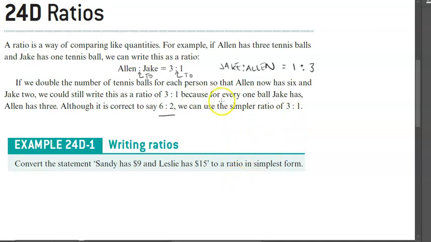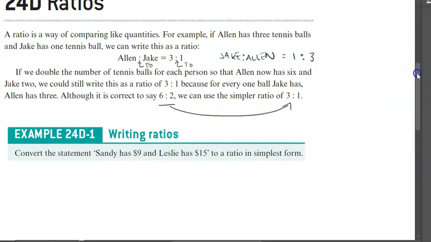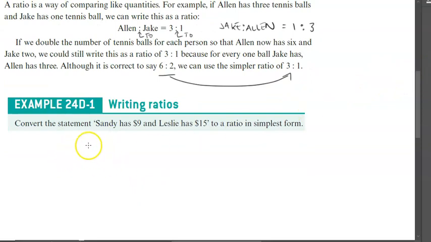If that's irrelevant and we just want to see the ratio, you would simplify this down from 6 to 2 to 3 to 1. And how we simplify this, if a ratio can be simplified, it's just a matter of finding what's called the highest common factor. So we're going to look at that in this example here. We're going to convert the statement Sandy has $9 and Leslie has $15 to a ratio in simplest form.